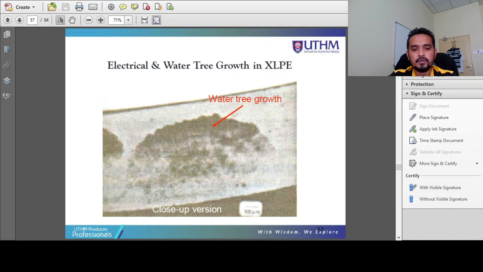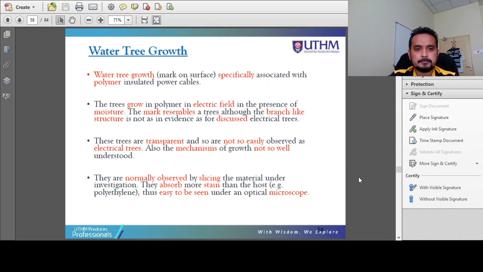Water tree growth. Initially, it may start at a point and then it starts to become bigger and bigger. As I mentioned, a polymer cable can be seen by slicing the material. Okay, slicing the material. You can read. This is what I just explained to you.